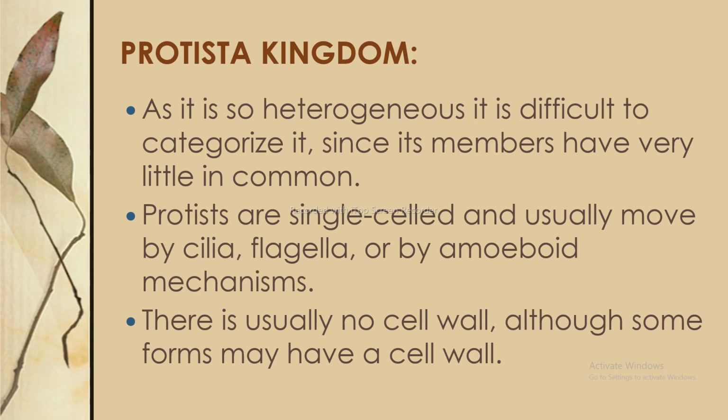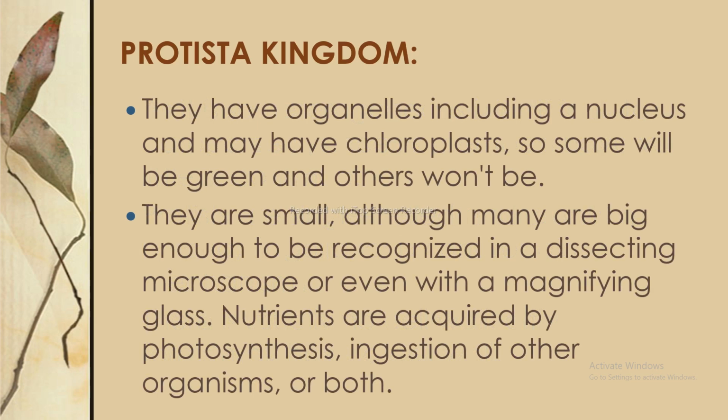So protists are single-celled and usually move with the help of cilia, flagella or by amoeboid mechanisms. There is usually no cell wall, although some forms may have a cell wall. They have organelles, including a nucleus, and may have chloroplasts. So some will be green and others won't be. They are small, although many are big enough to be recognized in a dissecting microscope or even with a magnifying glass. Nutrients are acquired by photosynthesis, ingestion of other organisms, or both.